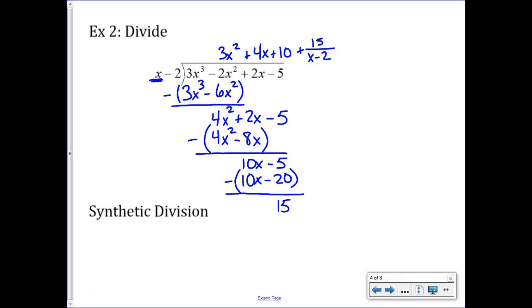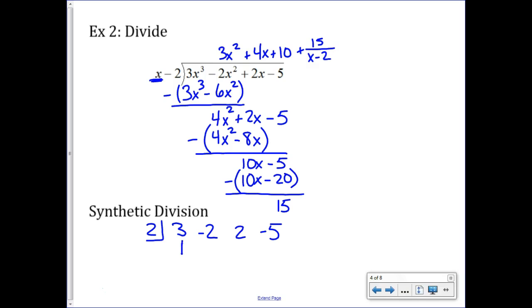So when the degree is 1, we have x minus 2 here. We're going to put a positive 2. So you're thinking, what would make x minus 2 zero? We're going to put 2 in there. 2 minus 2 would give you 0. So 2 goes in the corner, and then we take all of the coefficients. So 3, negative 2, 2, and negative 5. So we're going to do exactly the same problem. We should end up with exactly the same answer, but I think you might like this a little better.